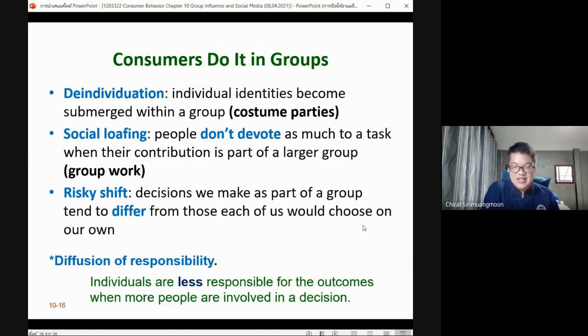Okay. Last one, diffusion of responsibility is linked to the risky shift because individuals are less responsible for the outcome when more people are involved in the decision. We always have this problem in every culture. For example, when a company wants to buy something expensive, they need to set up a committee to think about it, and then we have the head of the committee think about that again.